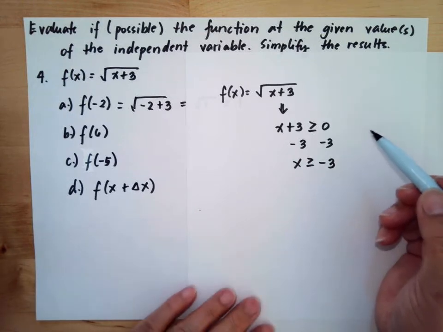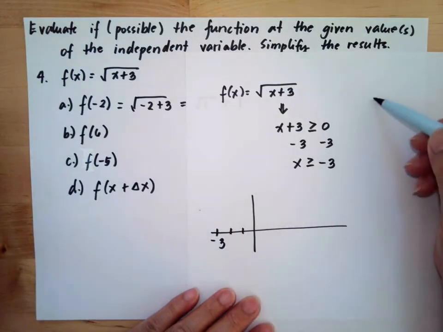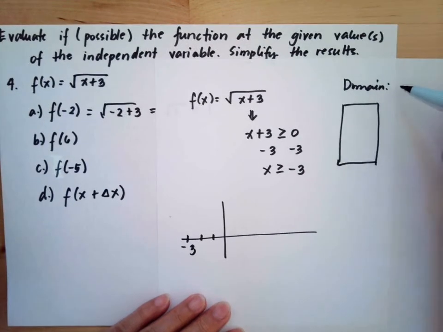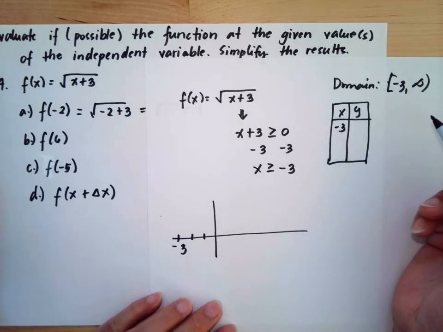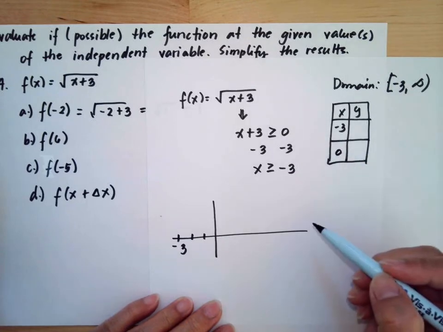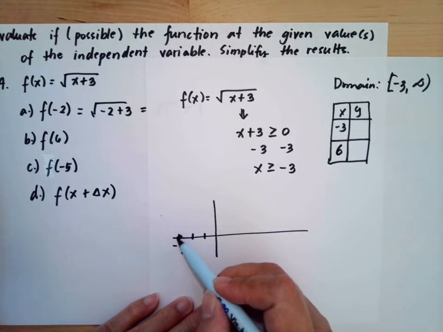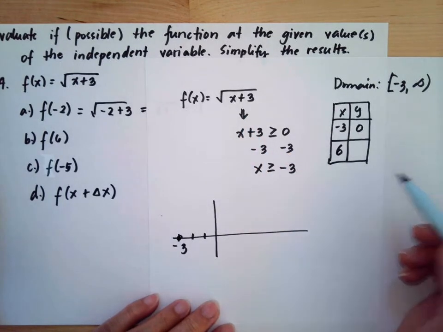So, if we graph it, 1, 2, 3, it will be here, and that is our minimum value. Our domain will be from negative 3 to infinity. So, we can choose any number, and the minimum value of the x coordinate is negative 3, and we can choose any number after that, positive or 0, or say positive 6. So, if x is negative 3, our y will be 0 if we substitute negative 3. Then if it is 6, it will be the square root of 9, which is positive 3.